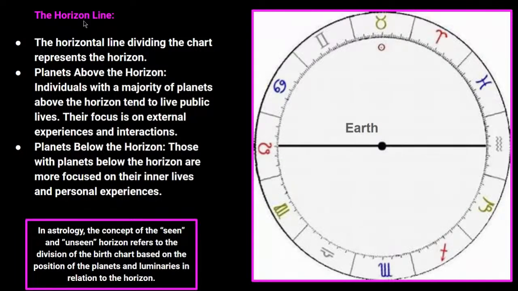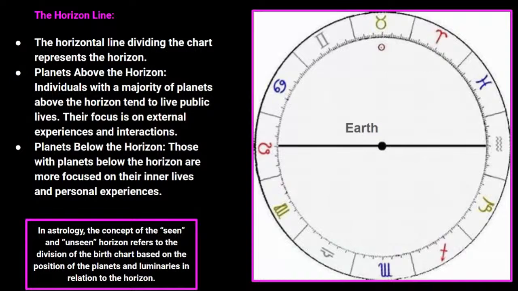We are discussing right now the horizon line. The horizon line is the horizontal line, and I'm reading as I'm pointing it out. The horizontal line dividing the chart represents the horizon. I'm going to show a few examples in the next slide or two, so you can go ahead and put your horizon line in the middle now, or you can wait.